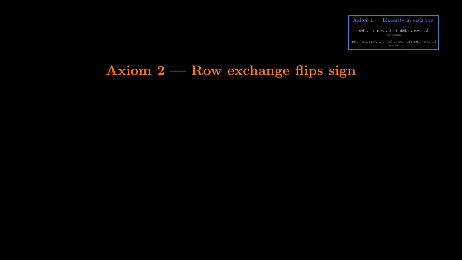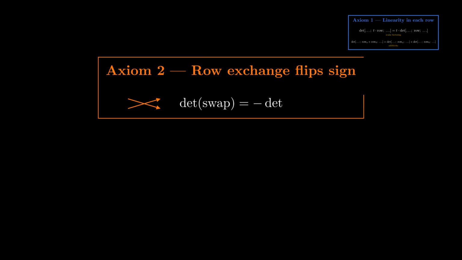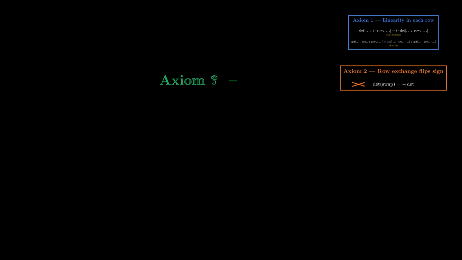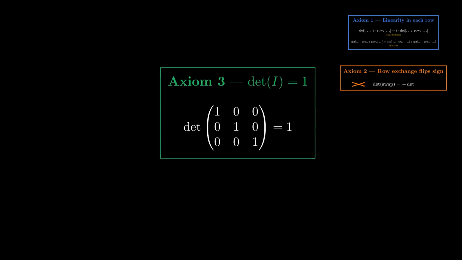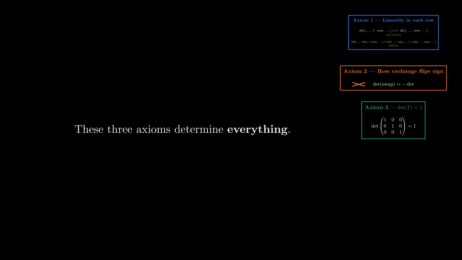Axiom 2. Swapping any 2 rows flips the sign of the determinant. If you exchange 2 rows, the new determinant equals negative the old determinant. And axiom 3, the determinant of the identity matrix equals 1. These 3 axioms are all we need. Everything else about determinants follows from them.